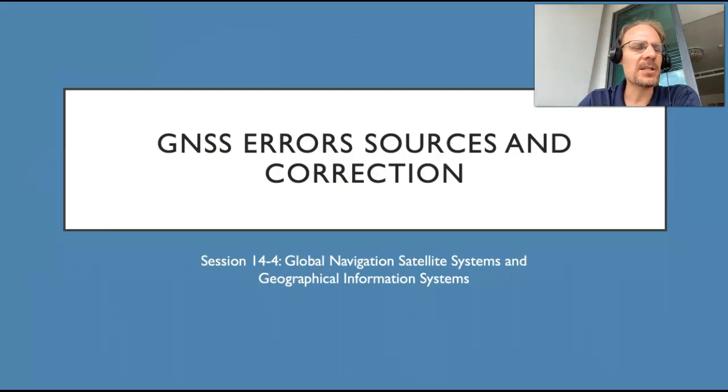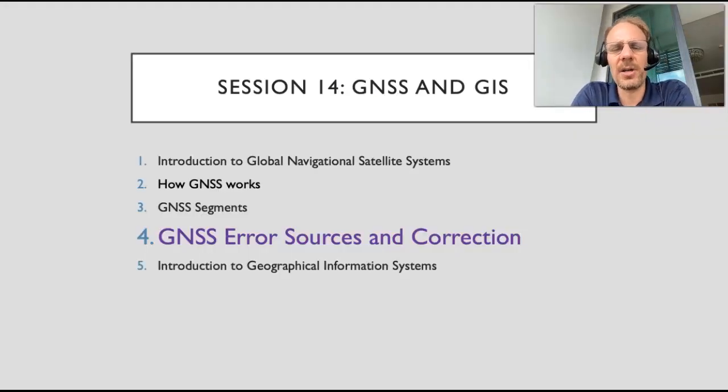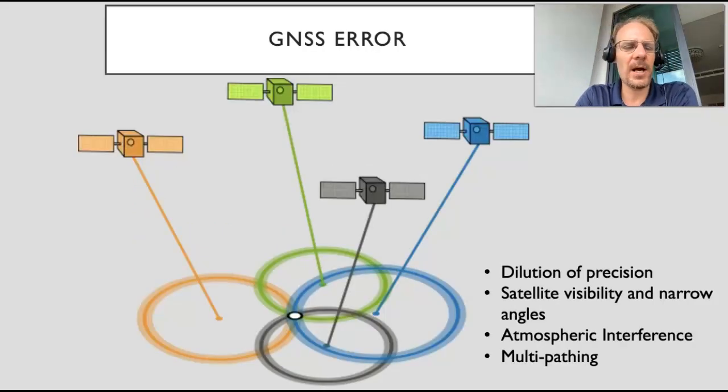Okay, and so this is a part of our lecture series on GNSS and GIS, and specifically in the past we talked about how GNSS works and its different components. Now let's talk about some of the error sources and the way we correct it. Okay, so there are 4 different types of error common to a GNSS system.